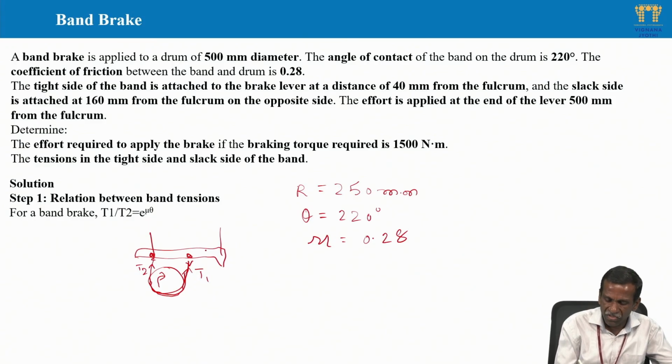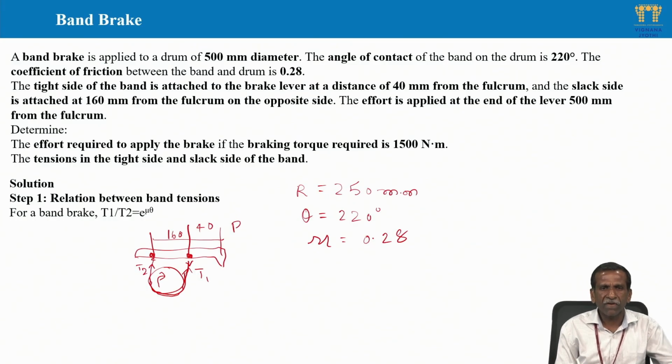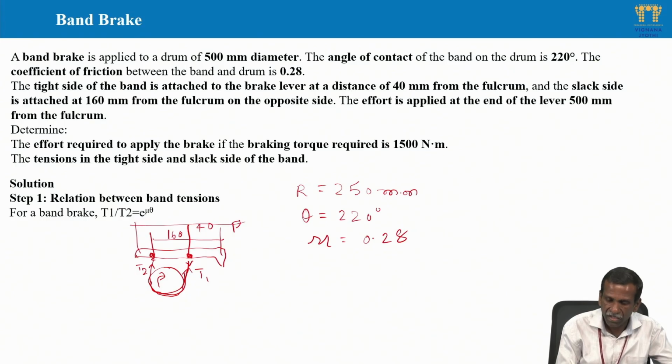side. Okay, 160, this is the slack side. T2 is the slack side, you know that; the tight side is this one, which is 40, and the slack side is 160. This is an effort P, let us say. If we apply effort, then the effort is applied at the end of the lever, 500 from the fulcrum. Okay, so this is the effort applied 500 from the fulcrum, and this is the total 500. Then let us say this is the fulcrum.